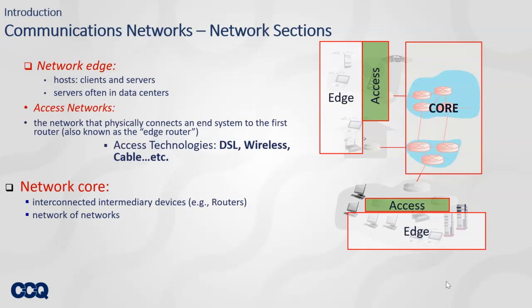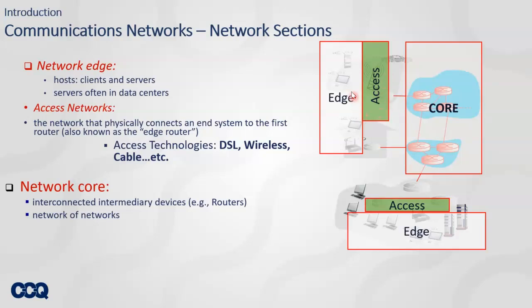We have the network edge, where you have the end user devices, like the PC, laptop, desktop, a printer, fingerprint scanner, etc. In addition to the network edge, we have the network access. The network access is how these end user devices connect to the network. Are they connecting via wired or wireless?